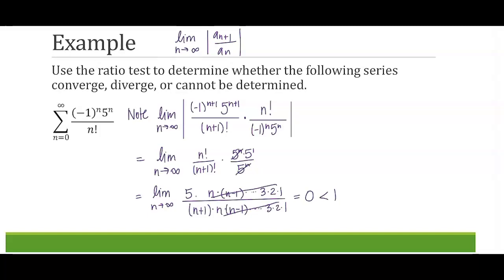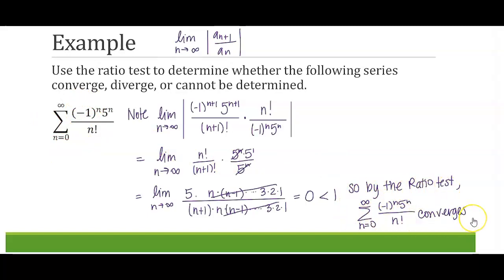And since I have the limit as a value less than 1, the ratio test tells me that my infinite series converges. And this is what I would write as my conclusion.